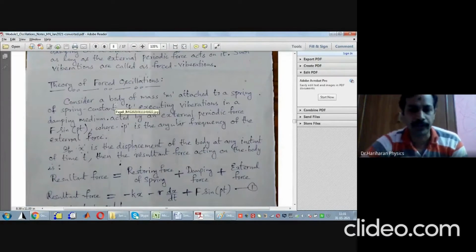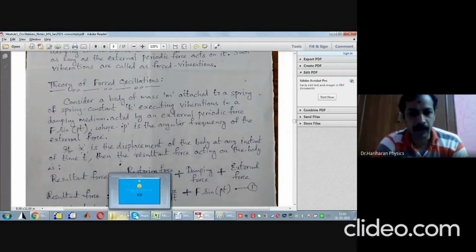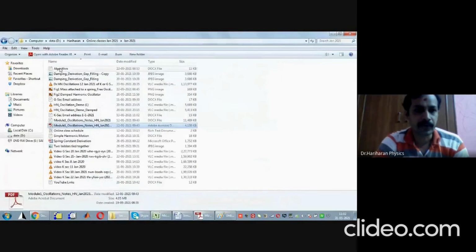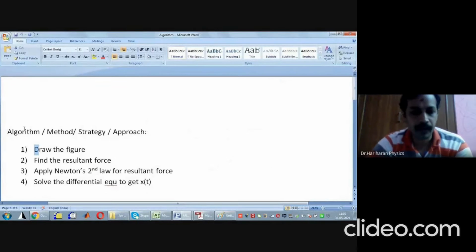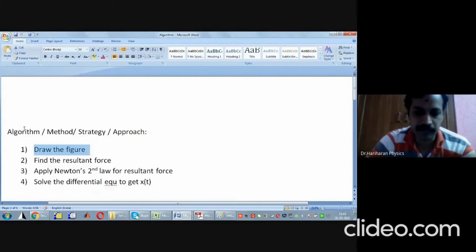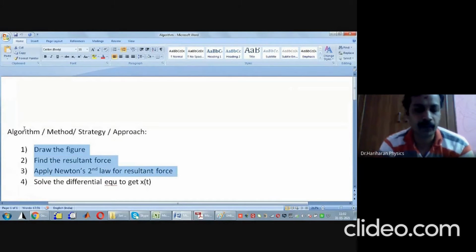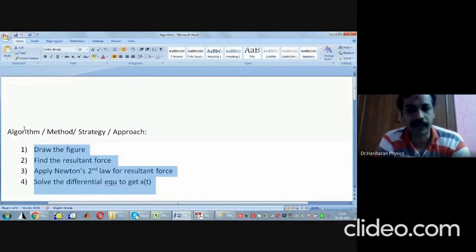So how do we do it? Again, same thing. Look here. What is the algorithm? The algorithm is the following. Step 1, draw the figure. Then set the body into oscillation. Then find the resultant force acting on the body. Apply Newton's second law of motion for the resultant force and get a basic differential equation in terms of acceleration. Then if you solve the differential equation, you are going to get how x varies with time.